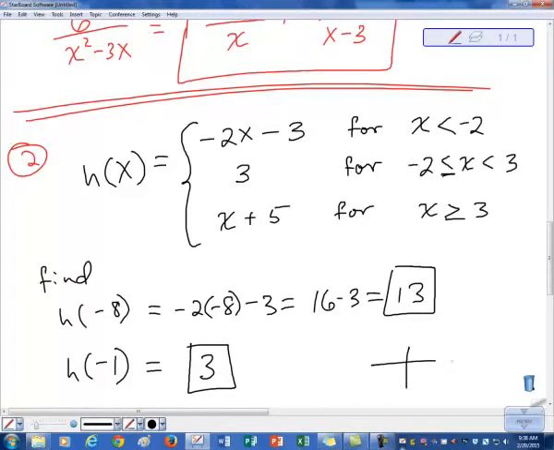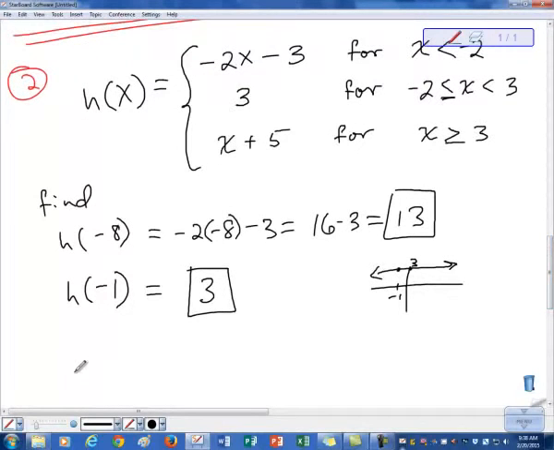So if you were to look graphically, here's 3. This would be negative 1, 3. So no matter what value you have from negative 2 to less than 3, your answer out is going to be 3. All right, and then for h of, let's say, 3.